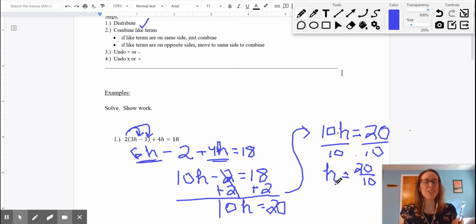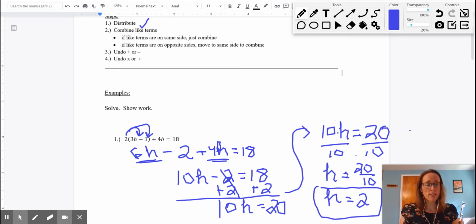And you can't leave it like that. You do need to reduce. Sometimes we'll get fractions as answers, but this fraction reduces very nicely to 2. So we want to make sure we reduce at the end. I like you guys to box or circle your final answer at the end. So if your teacher likes you to do that as well, please do that.